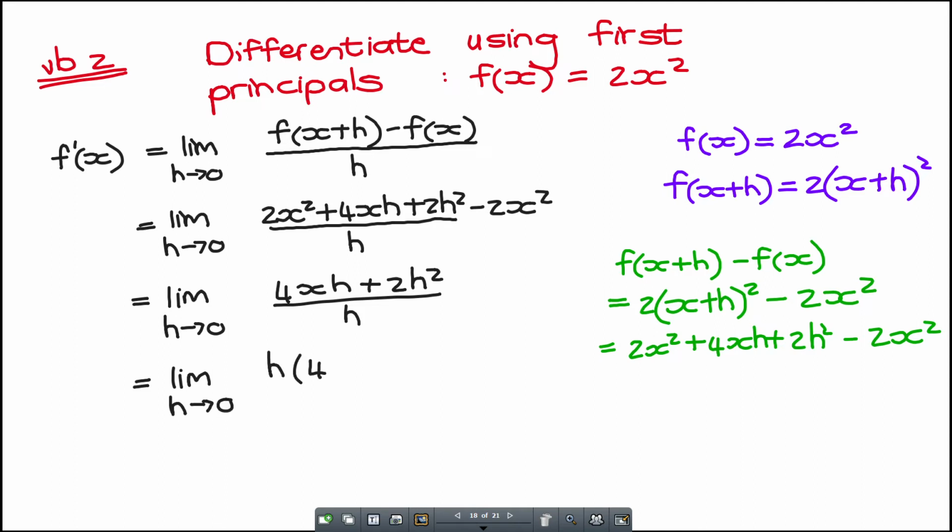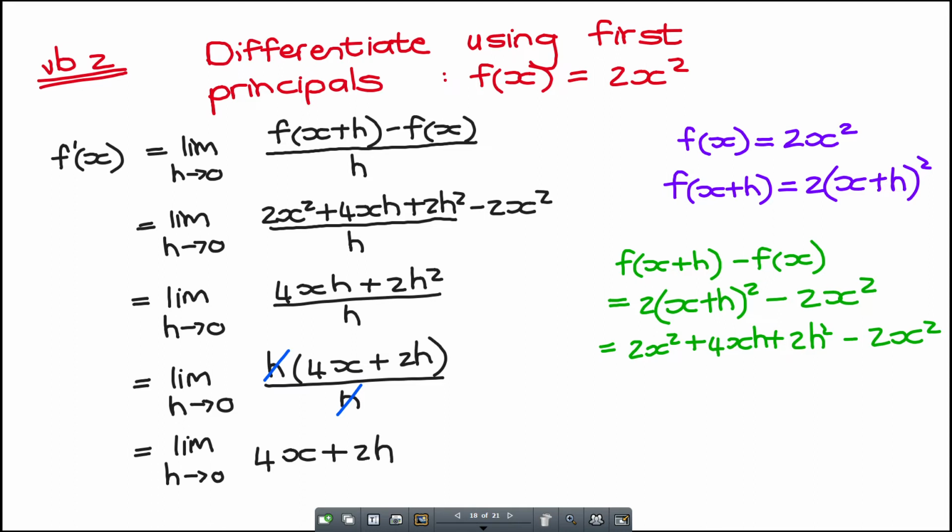So 4x plus 2h over h. Whoops. Now these two are going to cancel out. So 4x plus 2h, and that means, I don't know if you can see down here, yes. Okay, so that will be 2 times 0, so all that remains is 4x. Can you see no limits, nothing in front of it? And then we go back and double check with the short method.